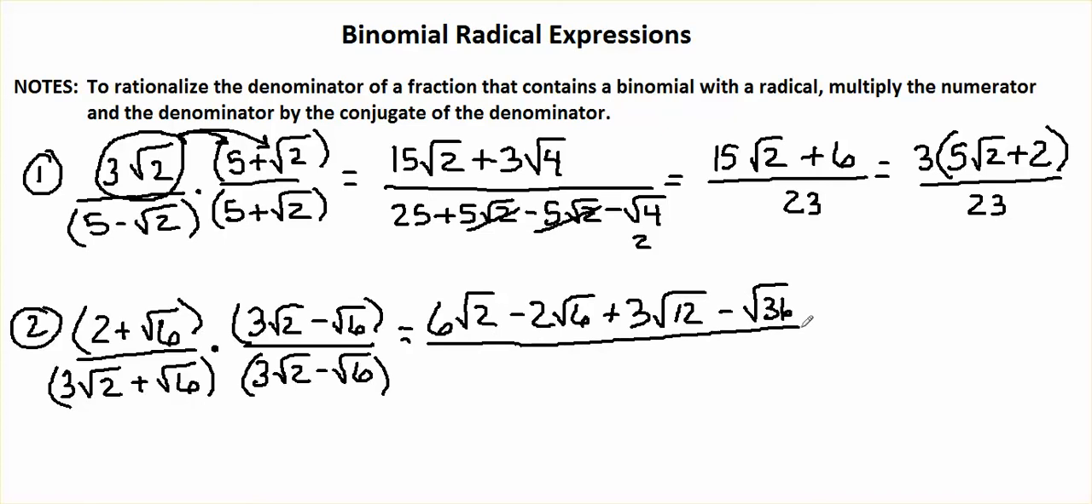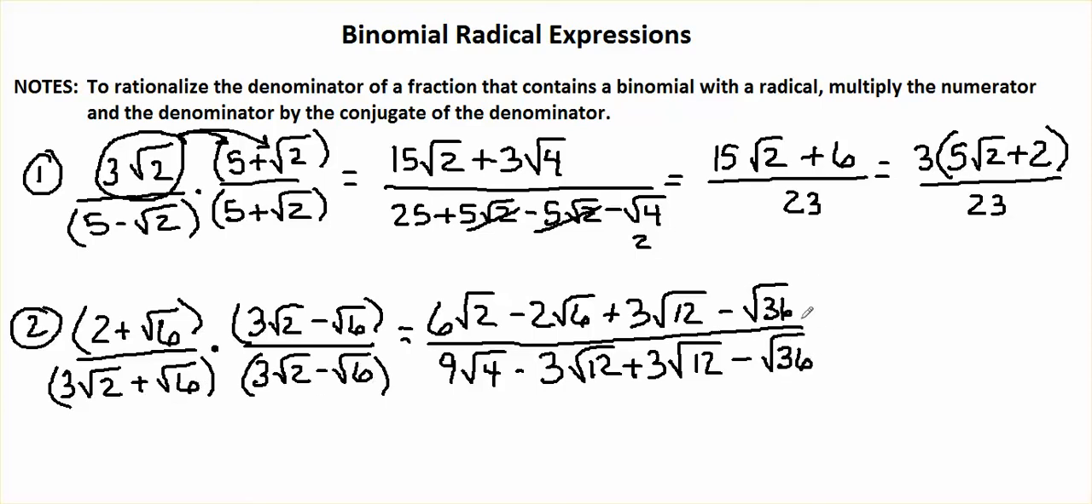On the bottom, let's go ahead and FOIL. 3 times 3 is 9. Radical 2 times radical 2 is radical 4. Let's do our outside terms. If we multiply those, we get a negative 3 radical 12. Our inside terms, 3 times a positive 1 is on the outside, so we get a positive 3. We can multiply the numbers under our radical signs because they have the same index, so we get a radical 12. And let's do our last terms. Positive 1 times a negative 1 is a negative 1. 6 times 6 is 36, so it's radical 36.